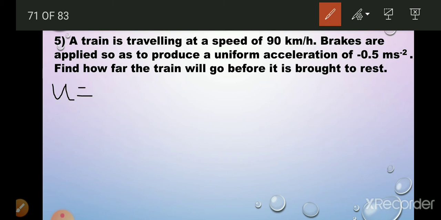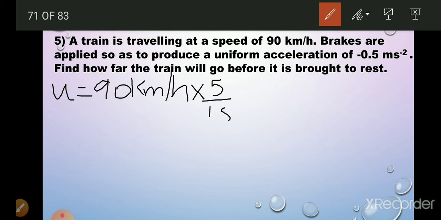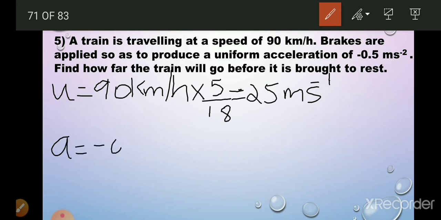velocity is given. U is equal to 90 km per hour. Here you have to convert into meter per second. So multiply this by 5 by 18. You are going to get the answer as 25 meter per second. Next, brakes are applied so as to produce a uniform acceleration of minus 0.5 meter per second square. So acceleration A is equal to minus 0.5 meter per second square.